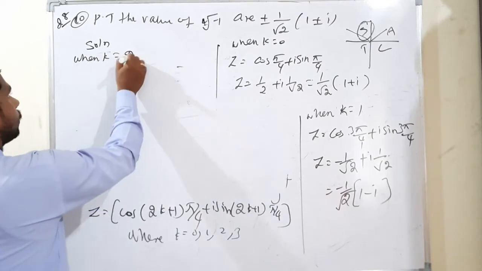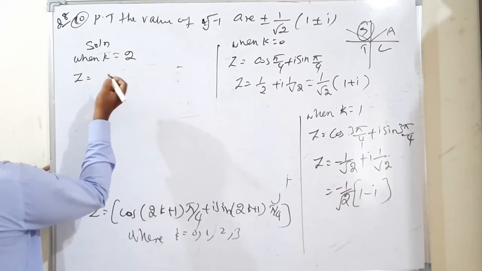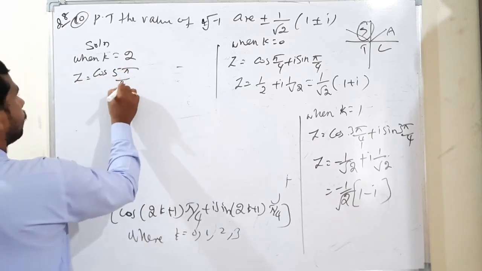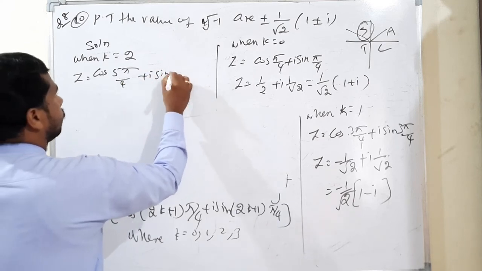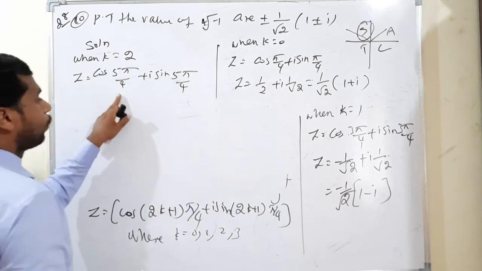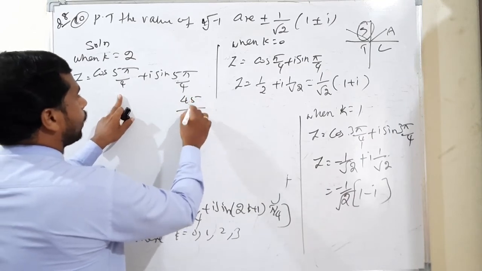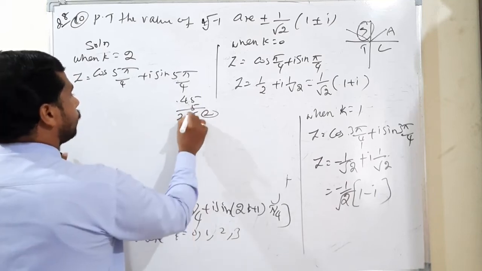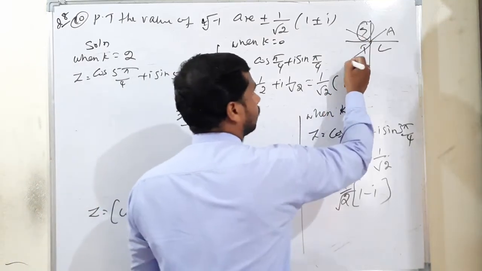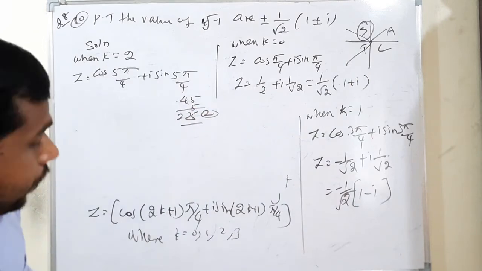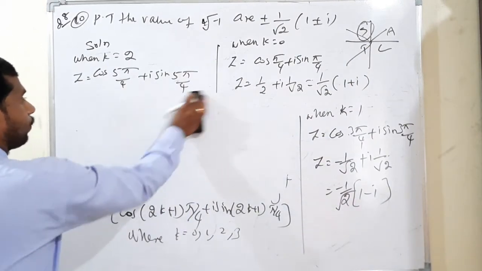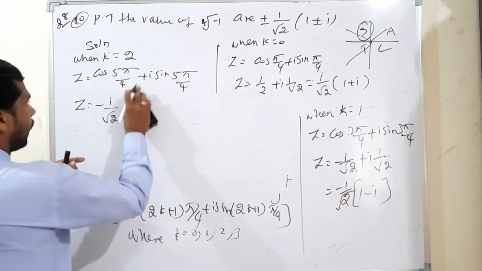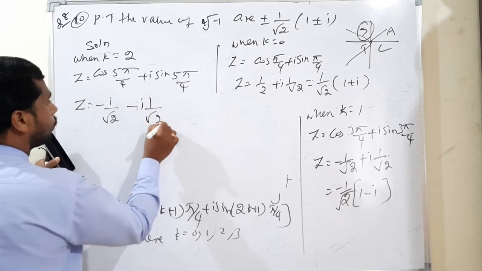So when k is equal to 2, z is equal to cos of 2 into 2 is 4, 4 plus 1 is equal to 5, 5 pi by 4 plus i sin 5 pi by 4. Now pi by 4 means 45, 45 into 5 means 225 will come, 5 fives are 25, 4 fives are 20, 20 plus 5 is equal to 225. Definitely it lies in the third quadrant. Third quadrant means tan only positive, here we have only sin and cos. Therefore all the terms will be negative, therefore z is equal to minus 1 by root 2, again minus i times 1 by root 2.